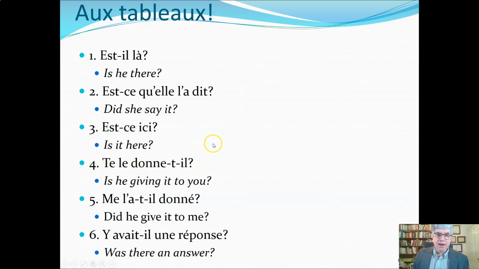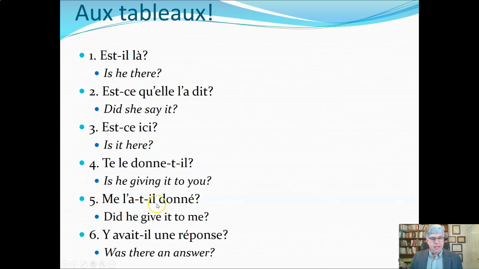"Te le donne-t-il?" Okay, now we've got a lot of pronouns here. We've got the "il" as a subject inverted after "donne". So, is he giving? And then we've got to sort through the pronouns. The direct object is "le". Is he giving it? And then "te" has to be the indirect, to you. Is he giving it to you?